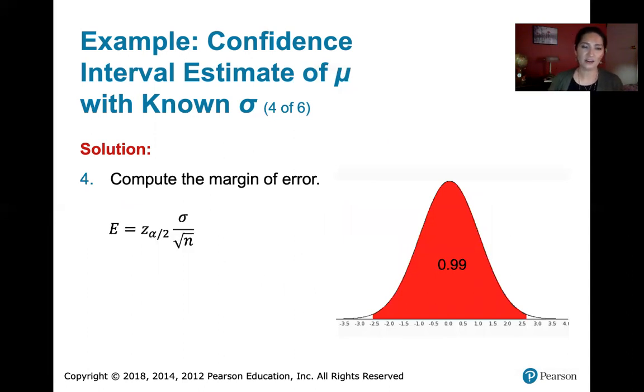Okay, so now that you've got your z value, we can compute the margin of error. The margin of error is that critical z value times that population standard deviation divided by the square root of the sample size, just plugging everything in, and then I'm estimating.